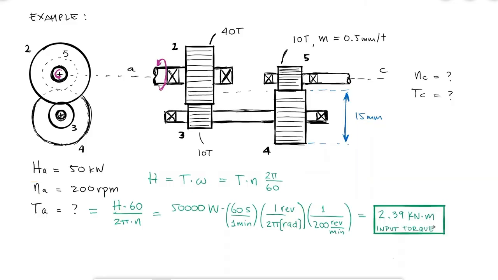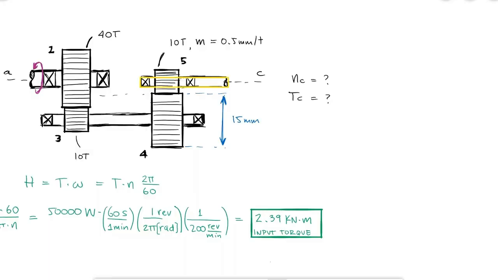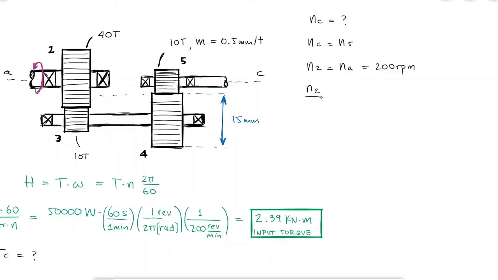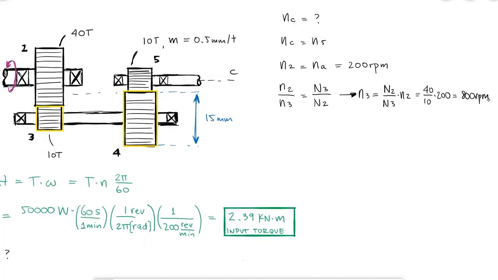To find the revolutions per minute of shaft C, which is the same as the revolutions per minute of gear 5, I'm gonna need to know the revolutions per minute of gear 4, 3, and 2, and use the relationships we came up with today. I know gear 2 rotates at the same angular velocity as shaft A, and since I know the number of teeth of gear 2 and gear 3, I can use the relationship between revs per minute and number of teeth to find that gear 3 rotates at 800 revs per minute. Gear 3 and gear 4 are on the same shaft, shaft B, and therefore rotating at the same speed.